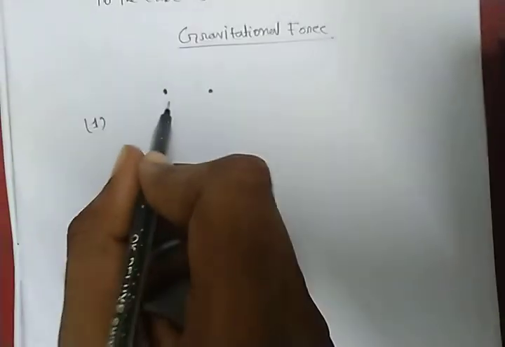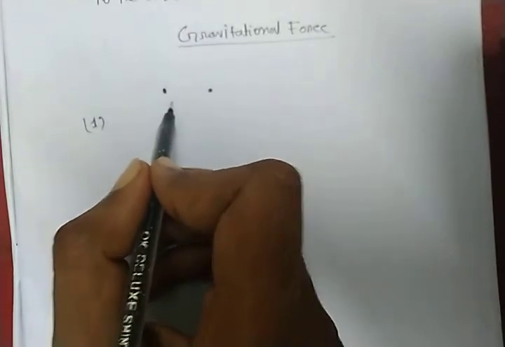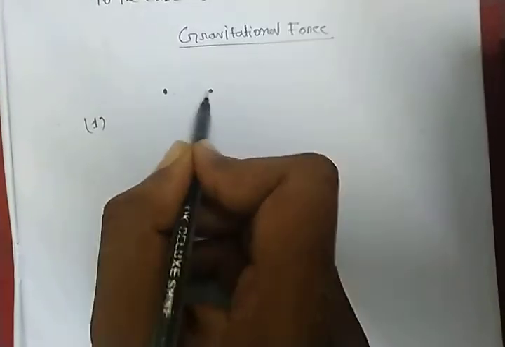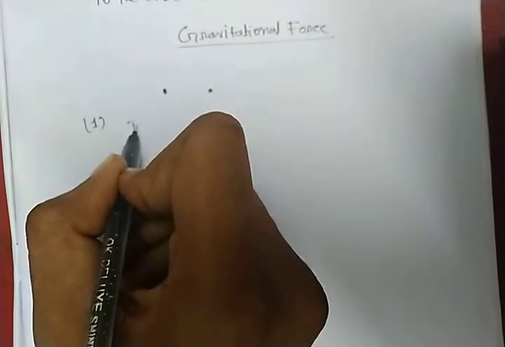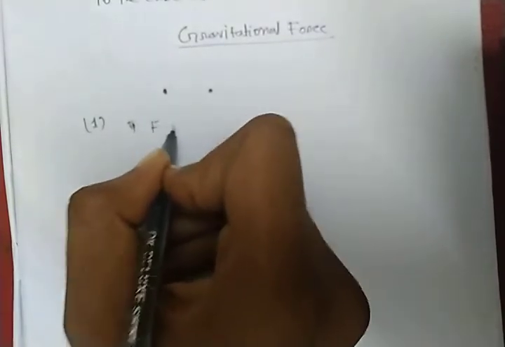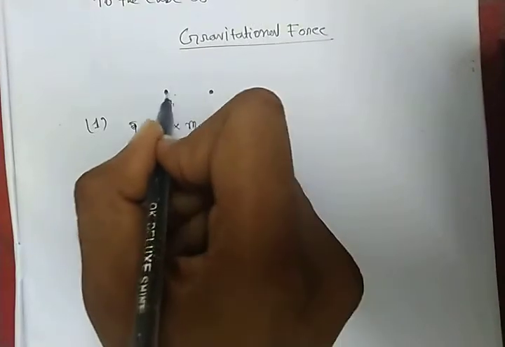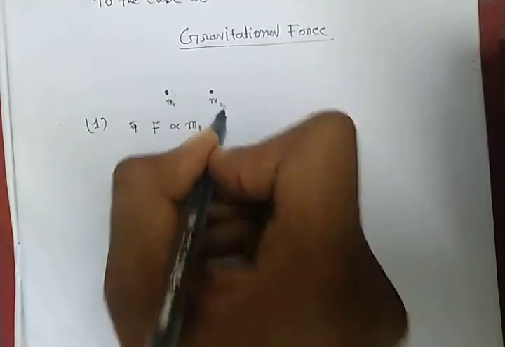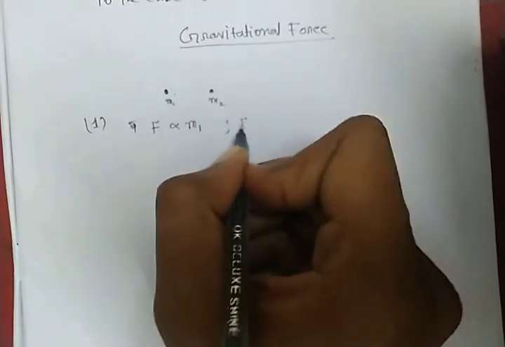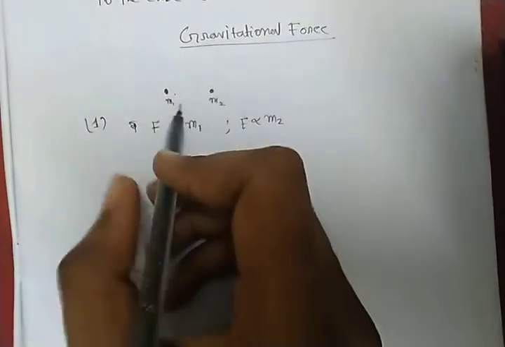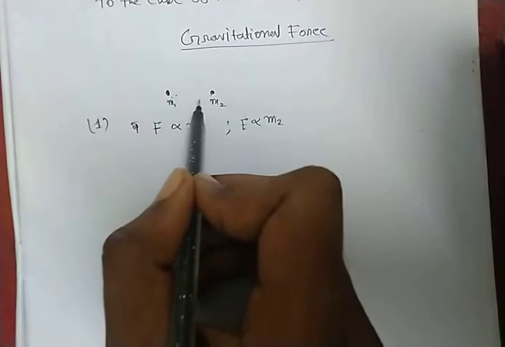First is, the gravitational force is directly proportional to the mass of those two objects. So we'll write force proportional to m1. Let us say mass of this is m1 and mass of this is m2, and force proportional to m2. And this is an inverse square law force.